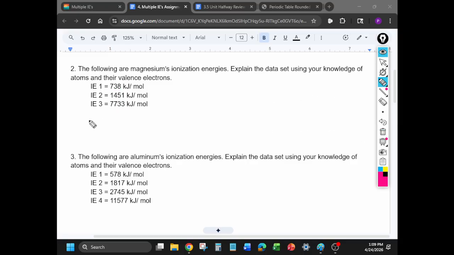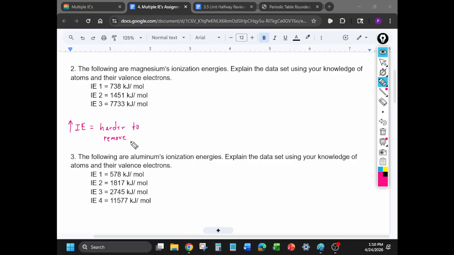But before we do that, let's talk about what these numbers mean. If the IE number is bigger, is it easier to remove or harder to remove? If it's a bigger number, it's harder to remove. Okay, if you didn't know that, make sure you jot it down. The bigger the number for ionization energy, the harder it is to remove, because you need to use more energy to remove that electron. So if you have a bigger number, it is harder to remove. All right, so far so good?